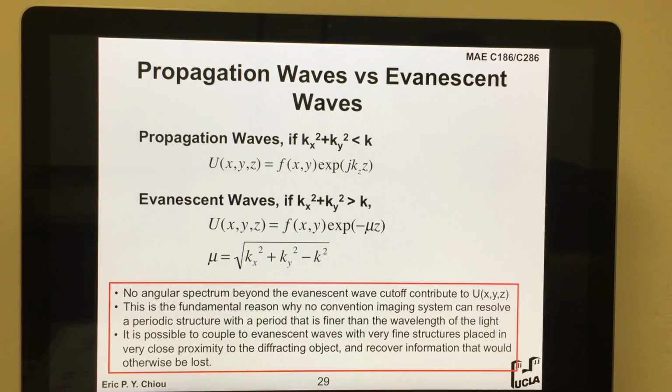So this explains why, when we do optical imaging, normally we do far field imaging, and in far field imaging you won't be able to see any optical feature with a size smaller than the wavelength of light, because that information does not propagate. It just disappears at a distance very close to the object. You won't be able to collect that information.